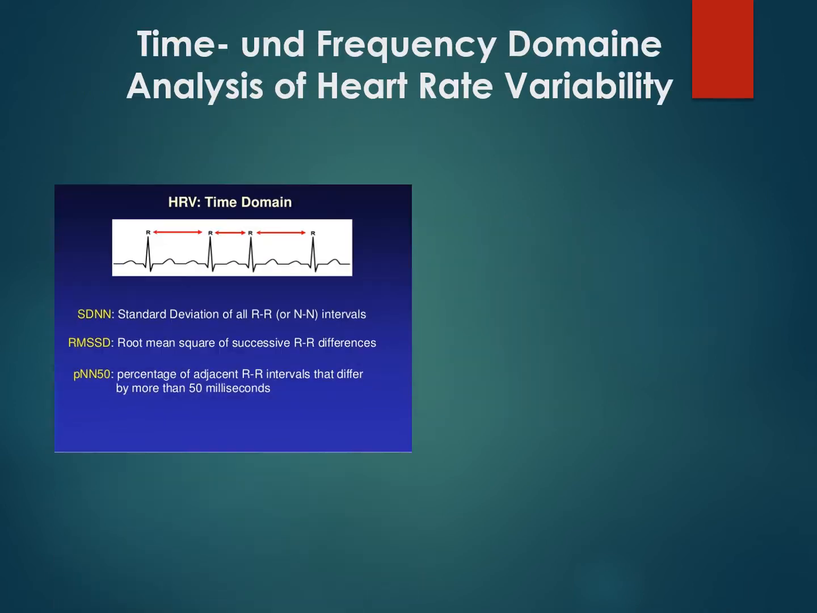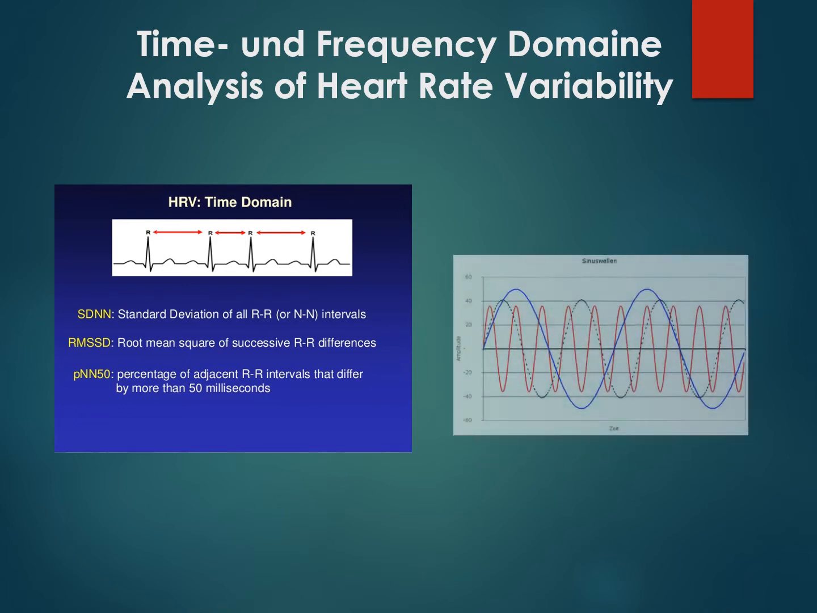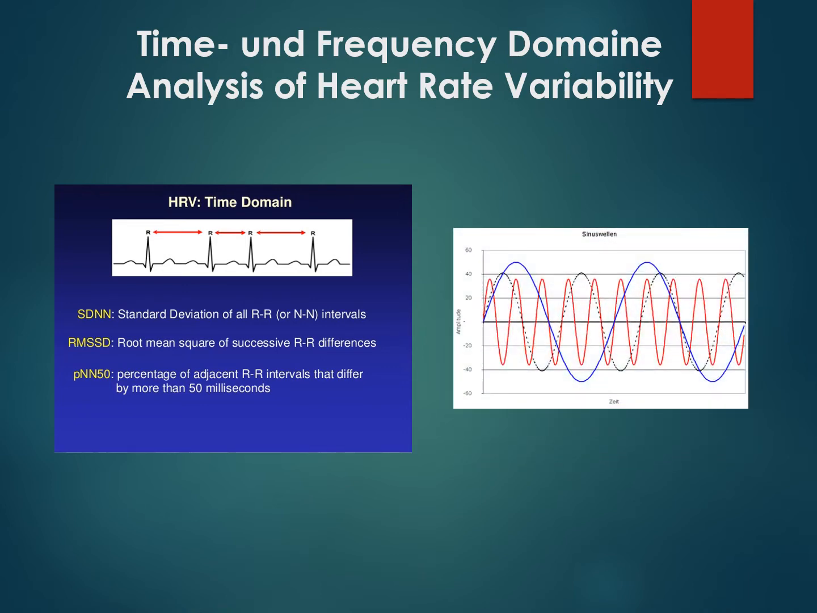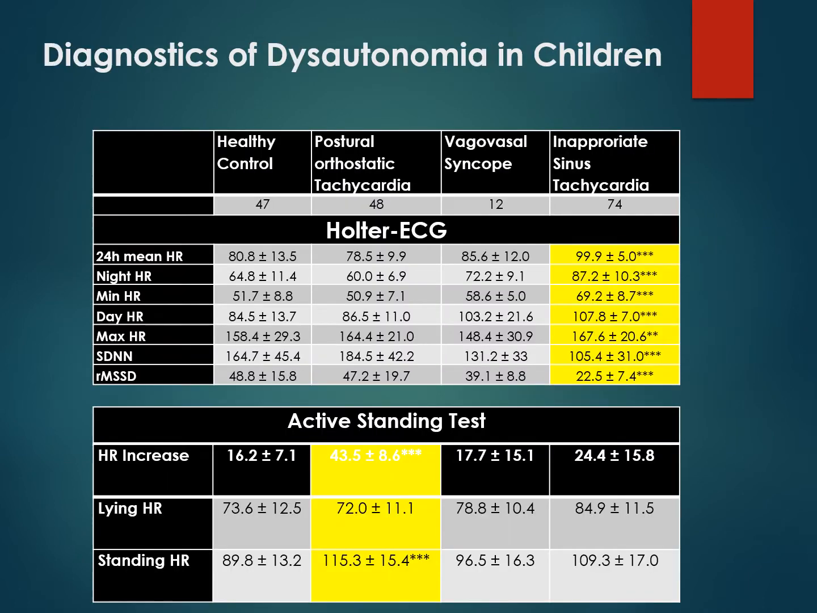For our research, we use time domain and frequency analyzers. However, we try to return to the simple heart rate measurement in the 24-hour Holter ECG and the active standing test, which mostly represents the success of a therapeutic intervention. Our data clearly indicate the methods that may be used for diagnostics of autonomic dysfunction in children.